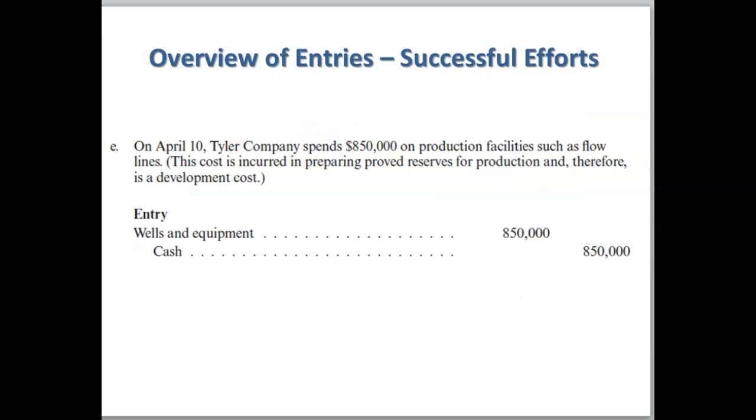On April 10th, Tyler Company spends $850,000 on production facilities such as flow lines. This cost is incurred in preparing proved reserves for production, therefore it is a developmental cost. With successful efforts, developmental costs are capitalized. So we would debit wells and equipment and credit cash.